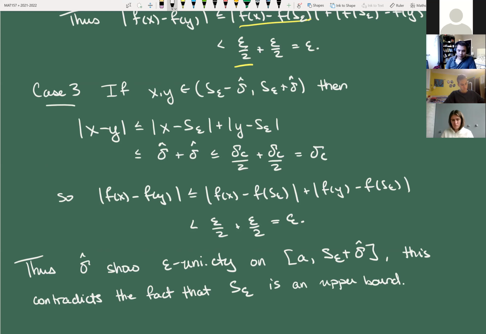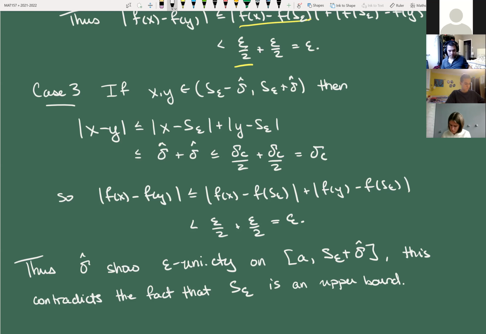Okay, so does that kind of make sense? I know there's a lot going on there, but basically we said a to s epsilon is the biggest set on which we get the epsilon uniform continuity. And then I use the continuity of the function at s sub epsilon and a slightly smaller delta hat, but that's fine because if you use a smaller delta, that's fine. I've shown that there exists this smaller delta, which actually extends and pushes the uniform continuity a little bit further. And that contradicts the fact that s sub epsilon was an upper bound for this set.